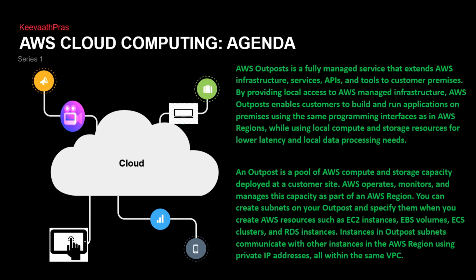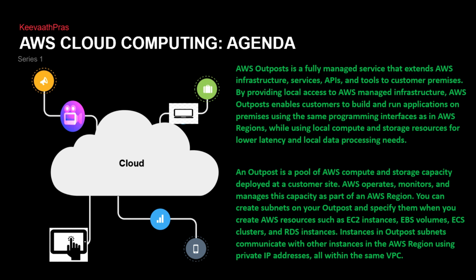An Outpost is a pool of AWS compute and storage capacity deployed at the customer site. AWS operates, monitors, and manages this capacity as a part of the AWS region. All these, the subnets we have actually seen, but the VPCs we have not, the EBS we have not, the ECS clusters we actually read about, the RDS instance will be coming up.